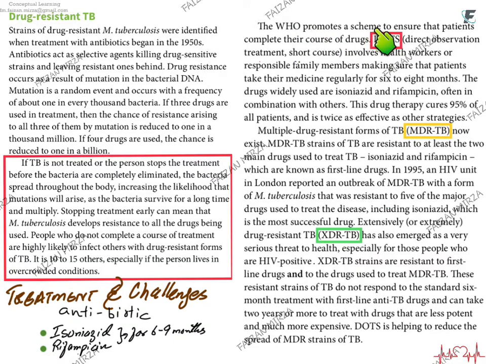So WHO uses a scheme of DOTS. DOTS is Directly Observed Treatment, Short course. It involves health workers or responsible family members making sure that the patients take the medications regularly for 6 to 8 months and do not drop it. So that's the basic aim of DOTS, which was initiated by WHO.